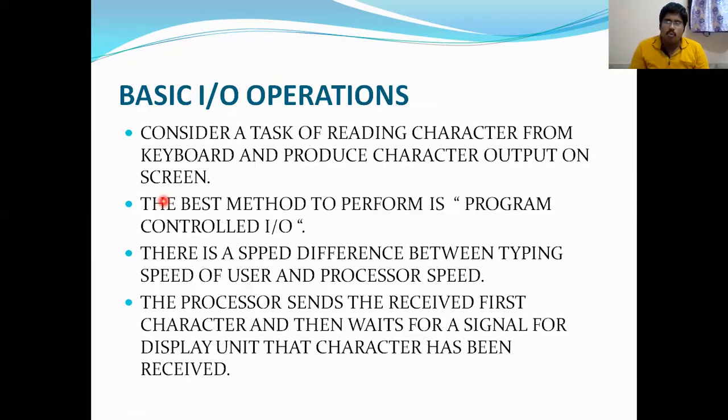Whenever you type the first character, what is going to happen is this: there is a speed difference between the typing speed of the user and the processor speed, so the best method to perform is program-controlled I/O. The processor sends the received first character and then waits for the signal for the display that the character has been received. What is the meaning of that?